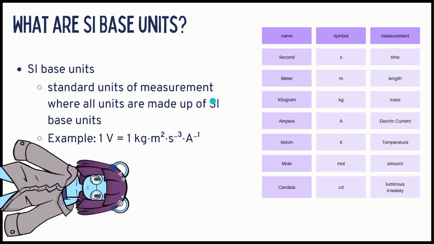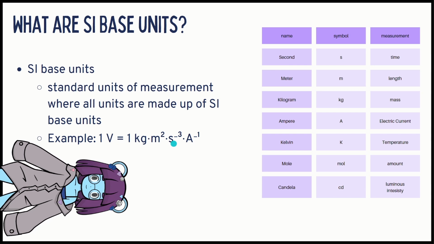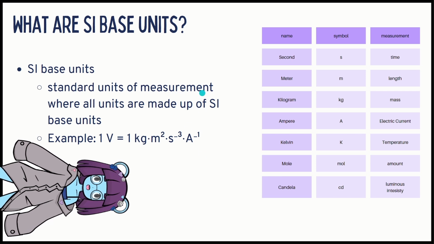All units are made up of SI base units, and units can be broken down into their SI base unit form. For example, here we have 1 volt, and this can be broken down into kilograms times meters squared times seconds to the negative third and ampere to the negative first. And all units can be broken down into their SI base unit form.